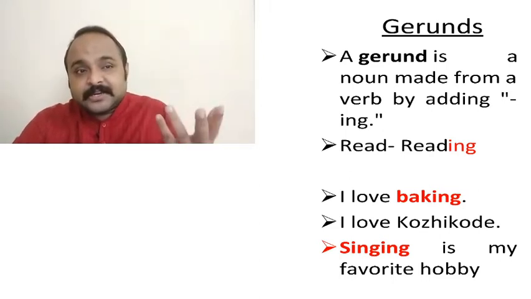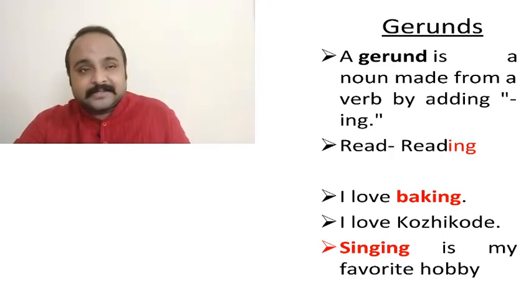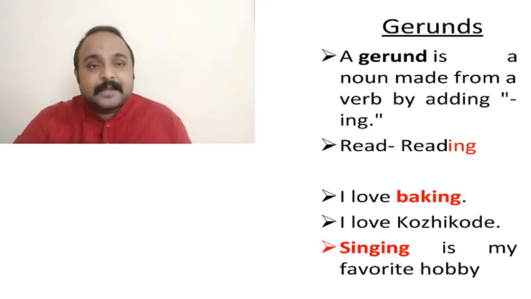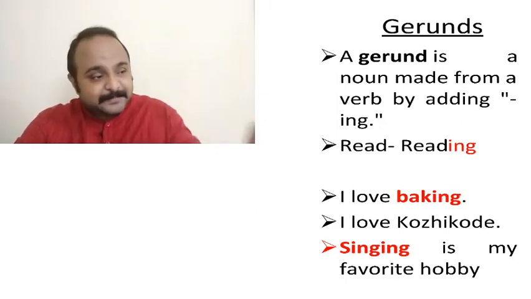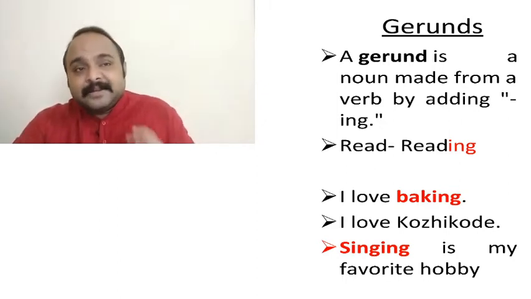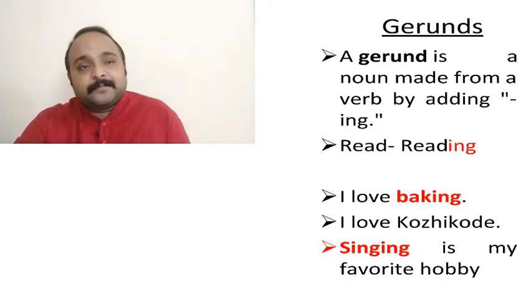You can use a gerund as the subject, the complement or the object of a sentence. For example, I love baking. To bake is a verb. Baking can be used as a verb. She is baking. She is the subject and is baking is the main verb. It is similar to she is running, she is teaching and so on.